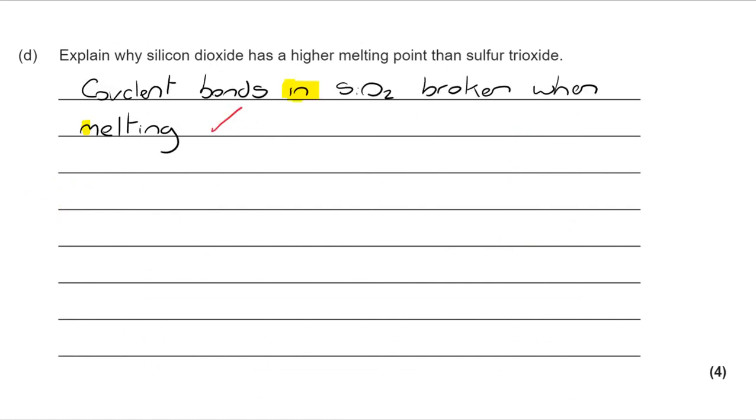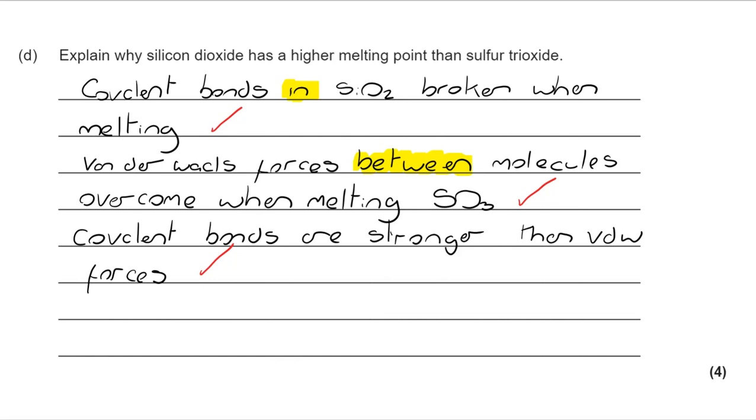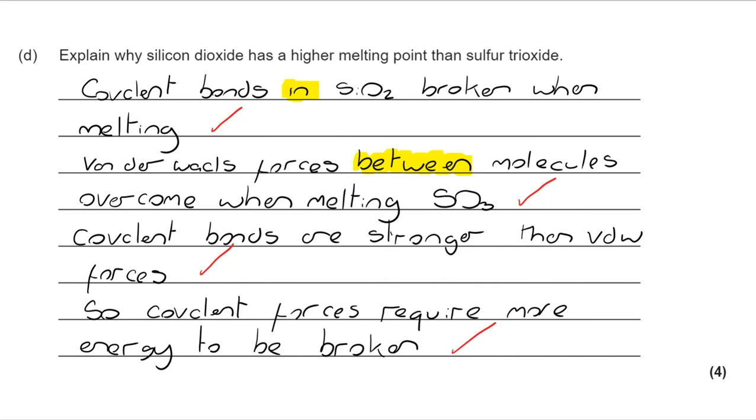Covalent bonds in the SiO2 are broken when we melt it. So we're actually breaking covalent bonds. But in SO3, we don't break the covalent bonds. In any molecular covalent compound, we simply overcome the van der Waals forces. We've got 2 marks. Covalent bonds are stronger than van der Waals forces. That might seem like such a common sense thing, but it's worth putting down. That was a mark in this question. And finally, covalent bonds require more energy to be broken. So there's really quite a logical way through there, and it's quite easy to pick up the 4 marks as long as you're confident on the different bonding types.